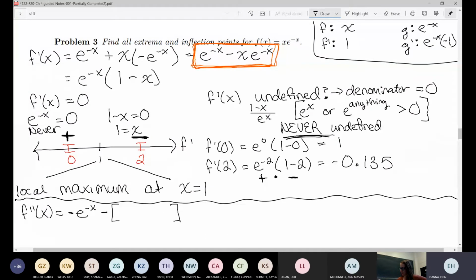So I kind of already have it worked out, so now I've just got to write it down. Our derivative for x e to the negative x was e to the negative x plus x times negative e to the negative x. Let me just explain.